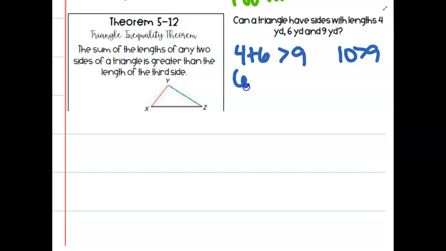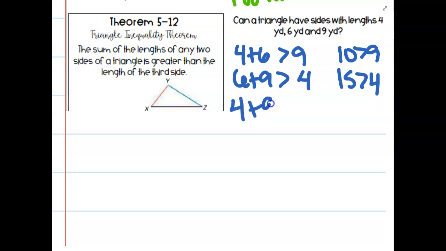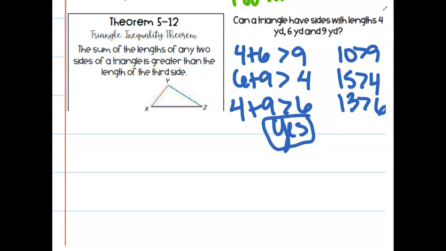So if I take 6 plus 9, that has to be greater than that other side, which is 4, right? Because I'd have to write the 6 and the 9. You'd have to at least be able to create that 4 down there, which would give you 15 is greater than 4. So that works as well. And then finally, 4 plus 9 would have to be greater than 6, so 13 is greater than 6. Yeah, so it works. You could add any 2 sides, and it would be greater than the third side, so yes. You would be able to create a triangle with those 3 side lengths.